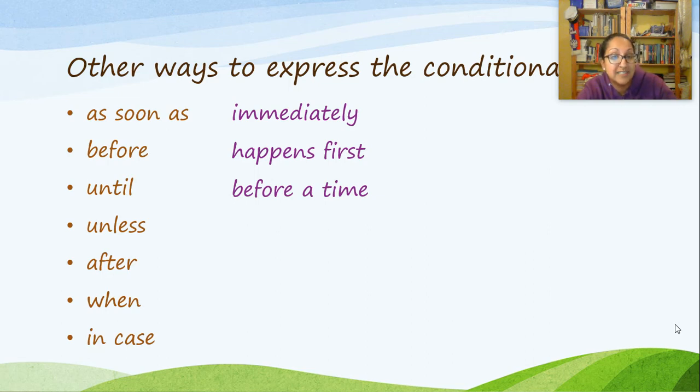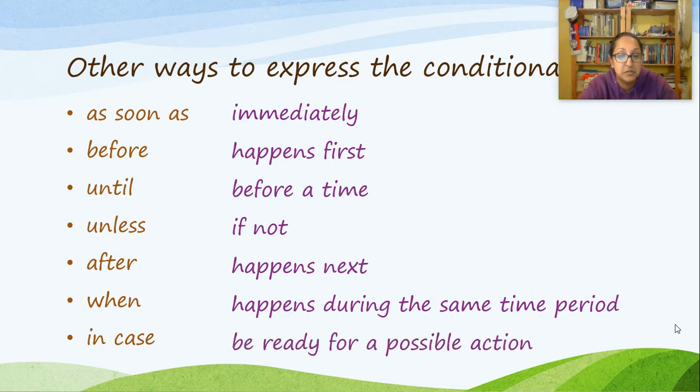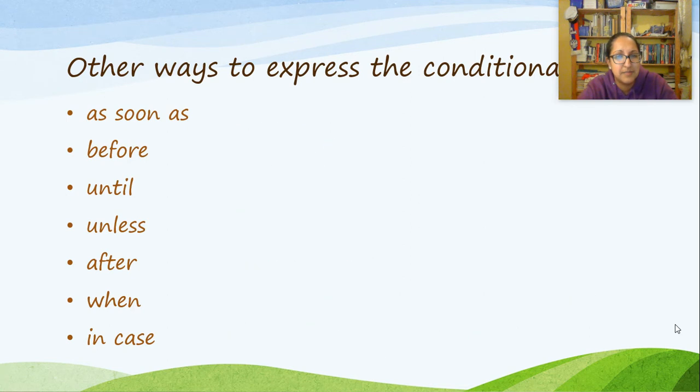Until means before a time. Unless means if not. After would be opposite of before, so it happens next. When happens during the same time period. And in case, we're getting ready for a possible action. Let's look at some examples so that it makes sense.